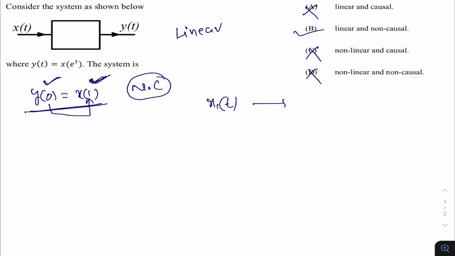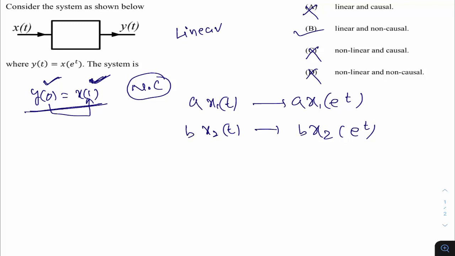So if you want to check the additivity, what is the meaning then? x1(t) is producing x1 of e raised to power t. x2(t) will produce x2 of e raised to power t. Right? To be very specific, if I say it is a x1, you will get A. If I say b, you will get B. Now, if I give together a x1(t) plus or minus b x2(t), what do you get?